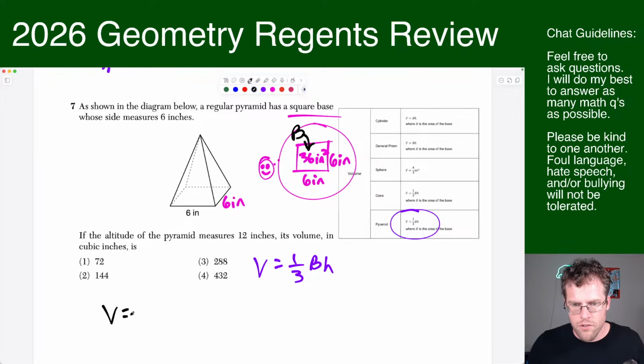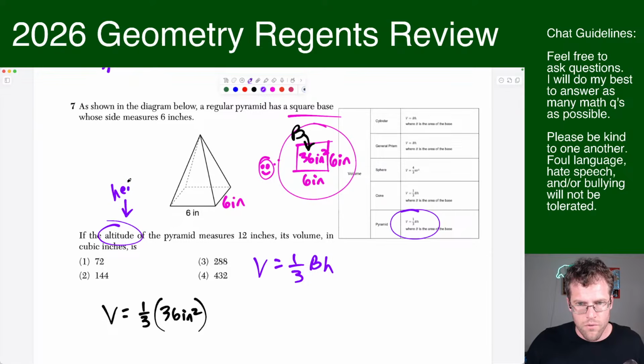All right, so I say volume equals 1/3, capital B is 36 square inches, times the height. And they told us, oh, the altitude, that's a fancy word for height. They're being sneaky here. If you've ever flown in a plane, they say we're now flying at an altitude of 20,000. That's how high up you are. So your height. The altitude is 12 inches, so times 12 inches. And now just multiply this out.